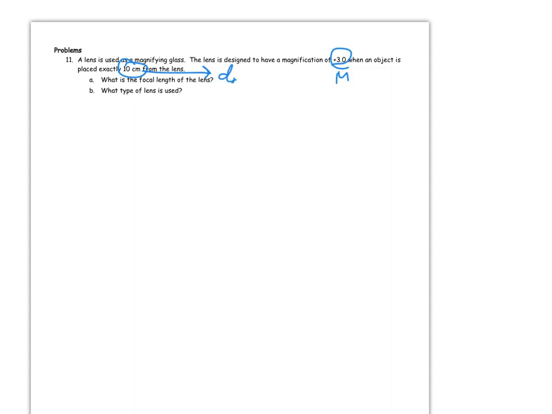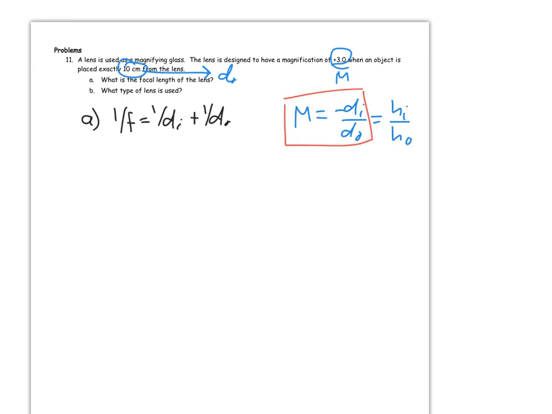And so we're obviously going to be using our 1 over F equals 1 over DI plus 1 over DO equation here. The problem is we're looking for F here. We know DO, but we don't know DI. So before we do that, we're going to have to also use our M equals negative DI over DO, and that also equals HI over HO. However, we just care about this first part because those are the values we have.